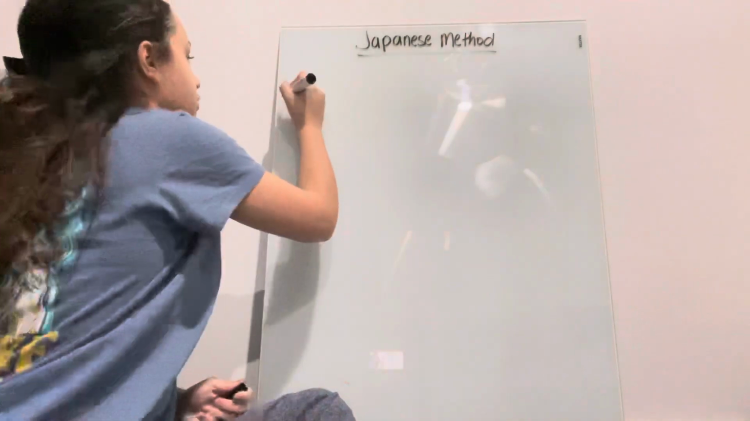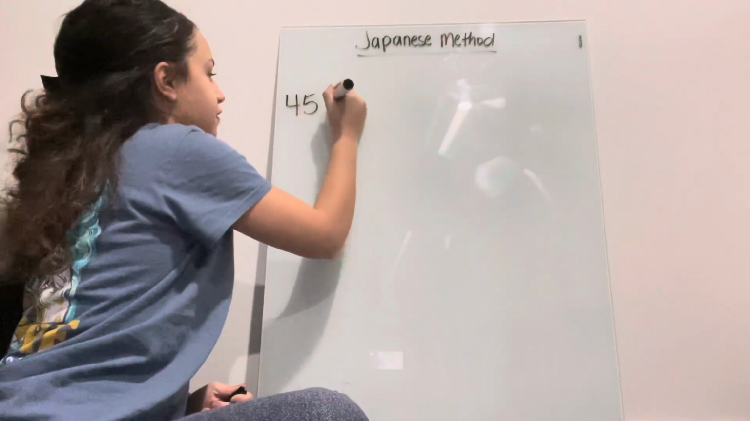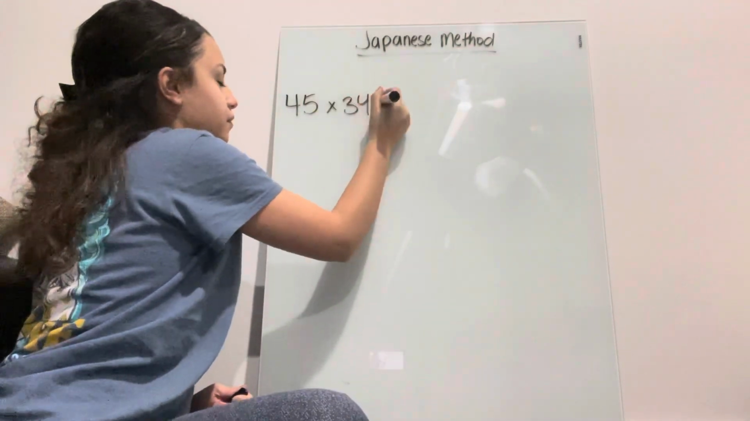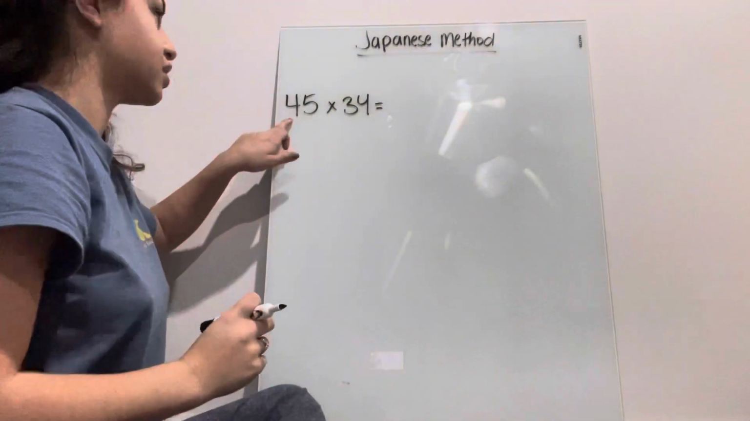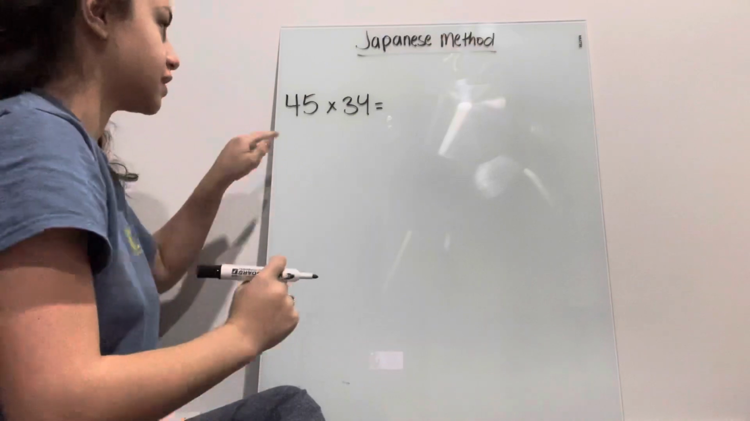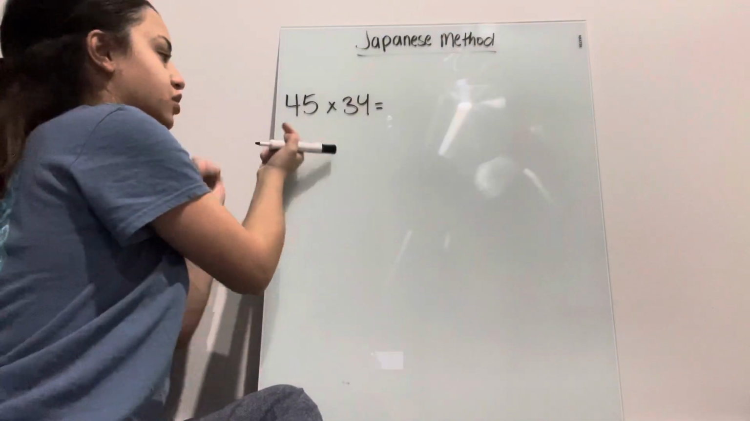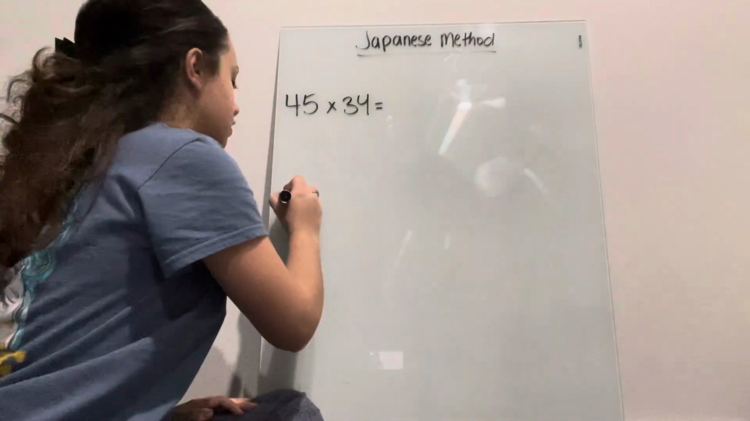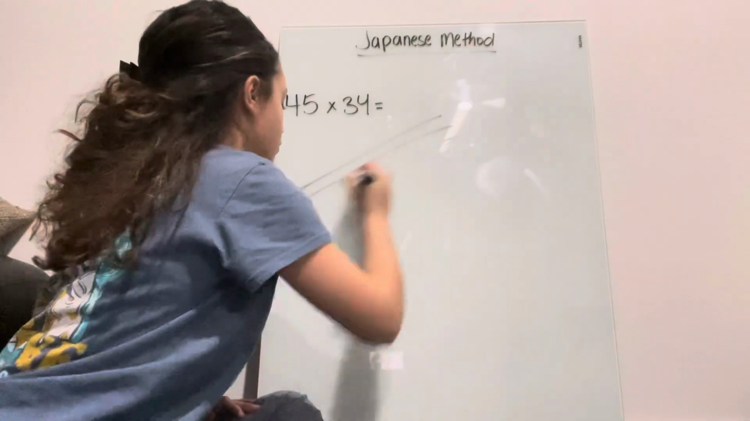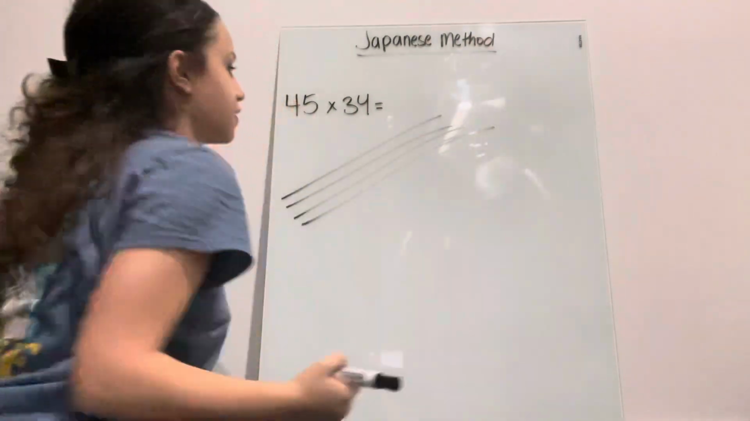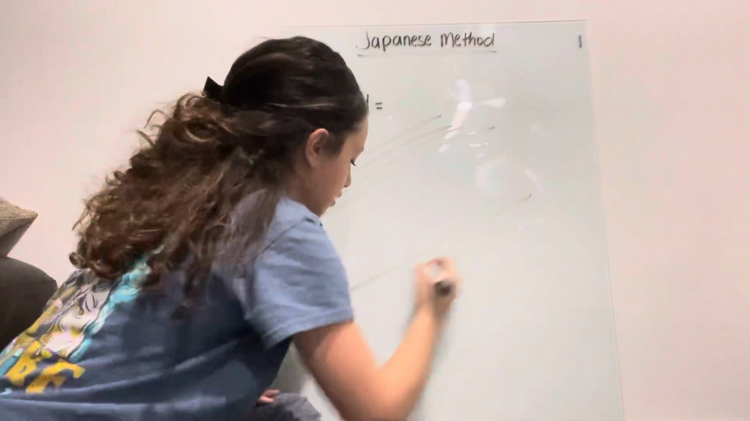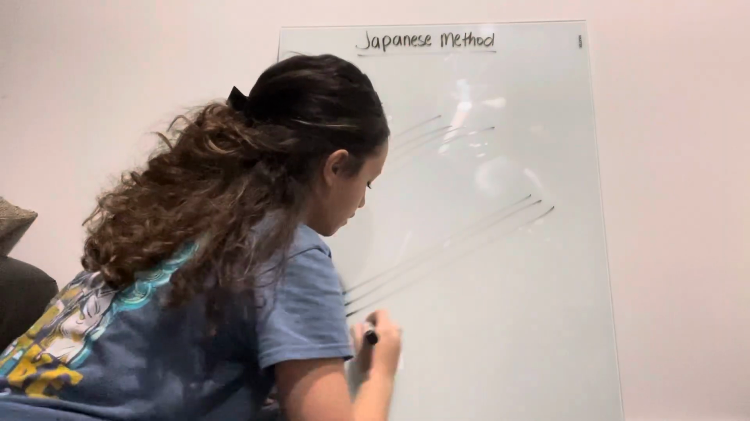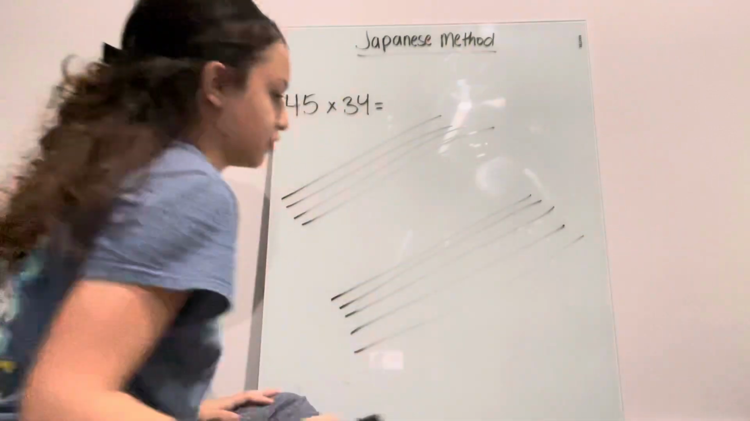So we also have 45 times 34. So what we're gonna do, we're gonna do our tens place first. So you're gonna start on your left. Your tens place, see how your tens place is on your left on your number? It's the same thing follows. So 1, 2, 3, 4. Then our ones place, you're gonna leave some space. 1, 2, 3, 4, 5.